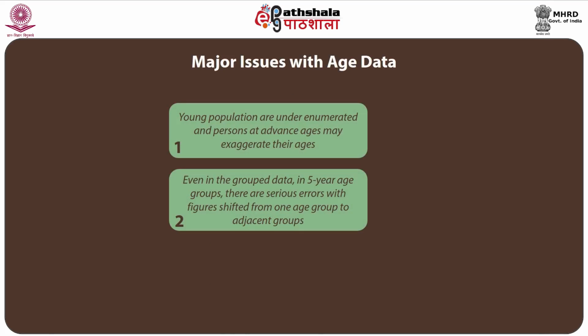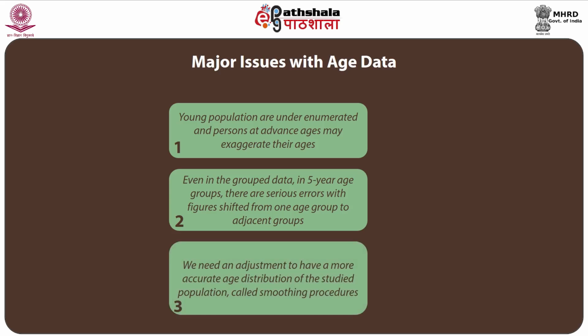Even in the grouped data in 5-year age groups, there are serious errors with figures shifted from one age group to the adjacent age group. Thus, we need an adjustment to have a real age distribution of the studied population. These are primarily called the smoothening process or smoothening procedures, and a number of such methods are available in the literature.